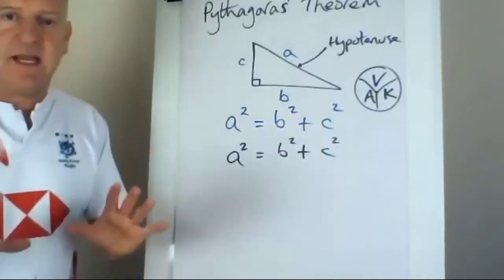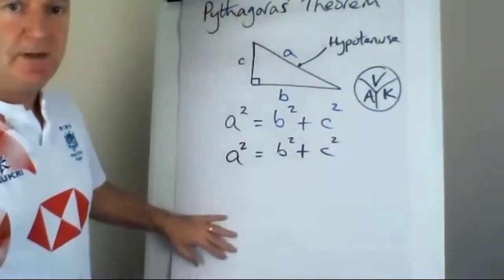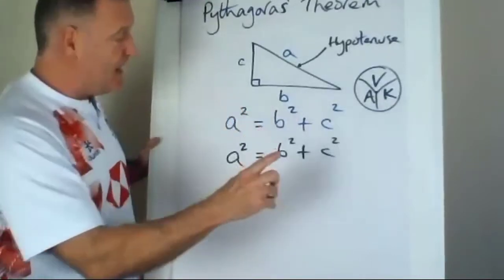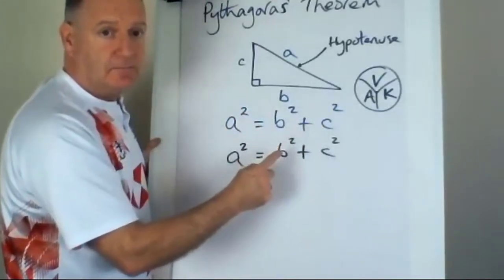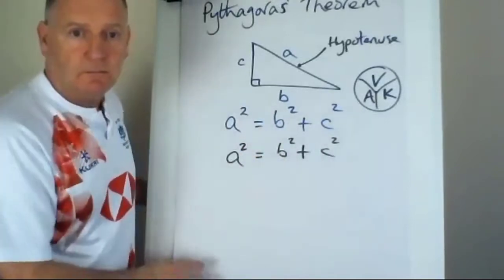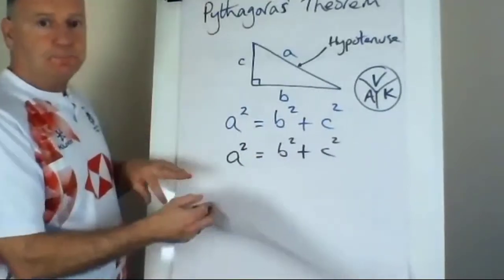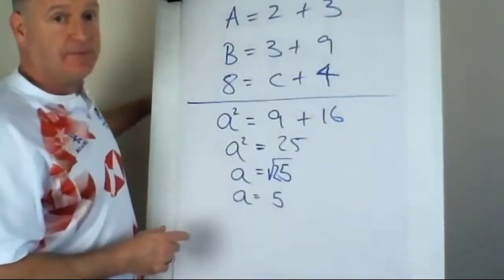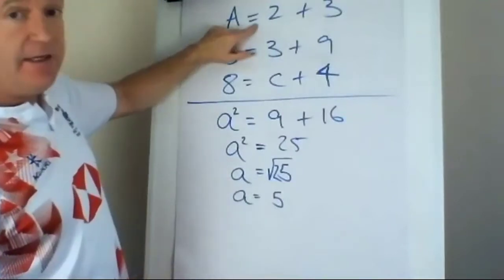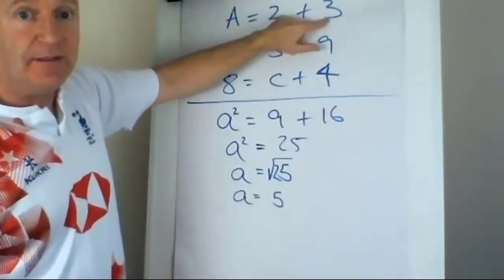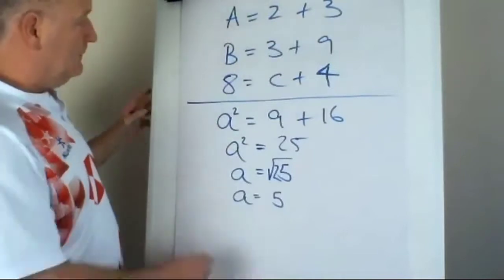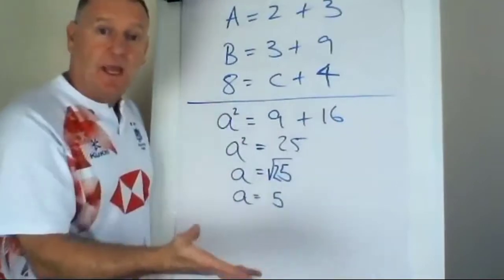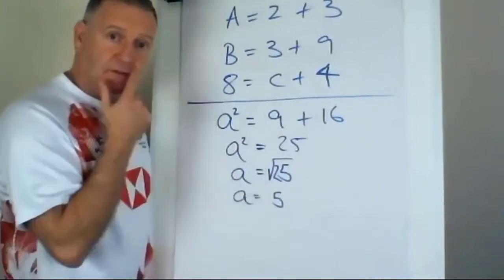It's always the same thing. It never changes. Sometimes you have to find the hypotenuse. Sometimes you have to find the shorter side. Look what it is in actual fact. Look very carefully. Can you see it? It's something equals something add something. But the something is a square number, so you have to square root to get the final value.